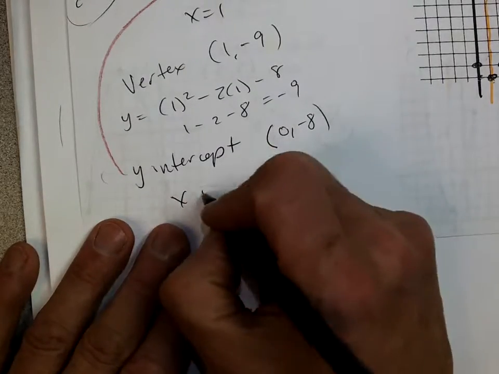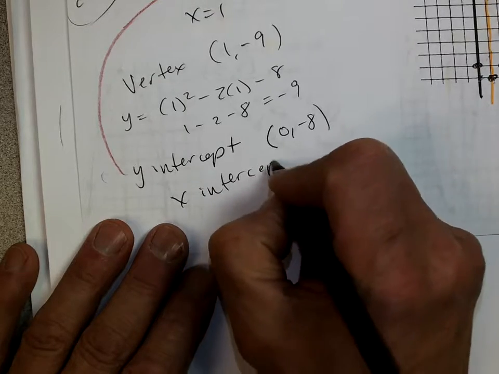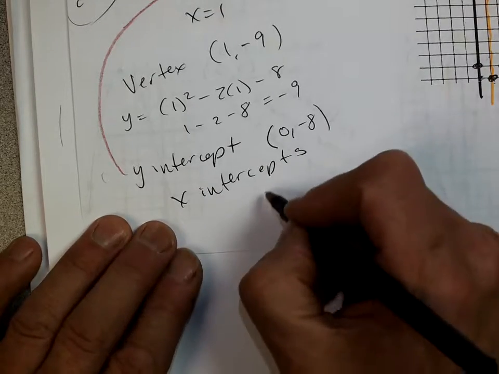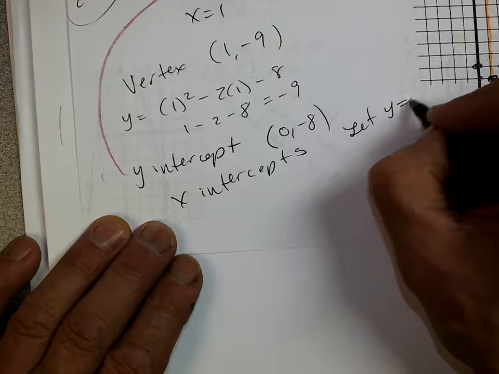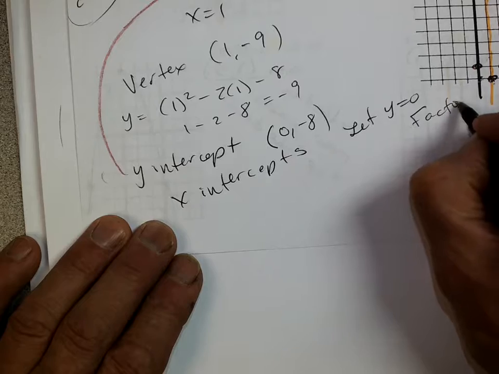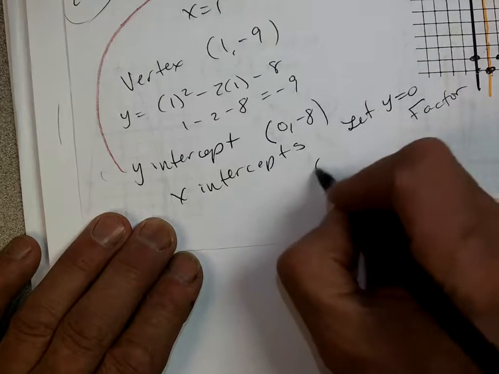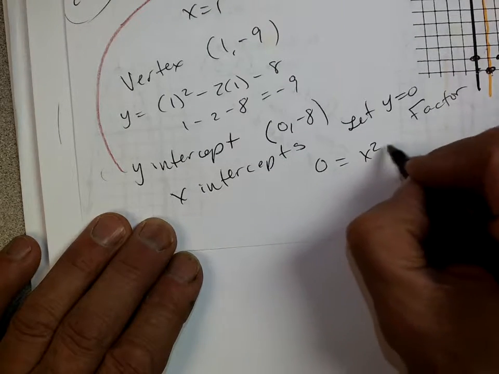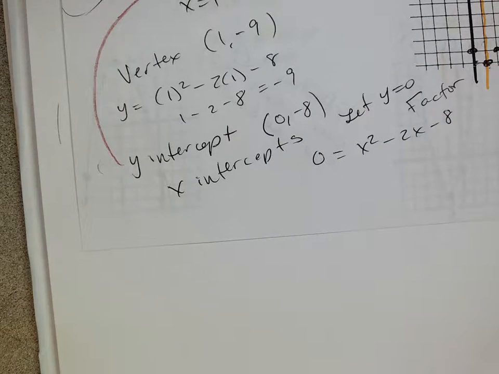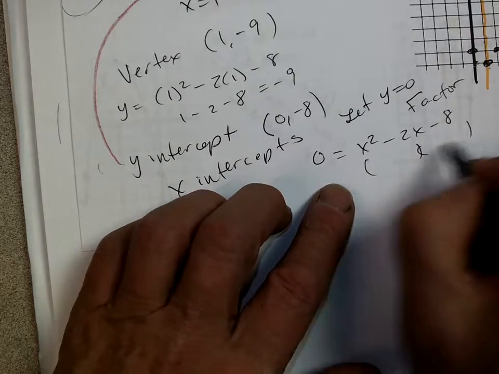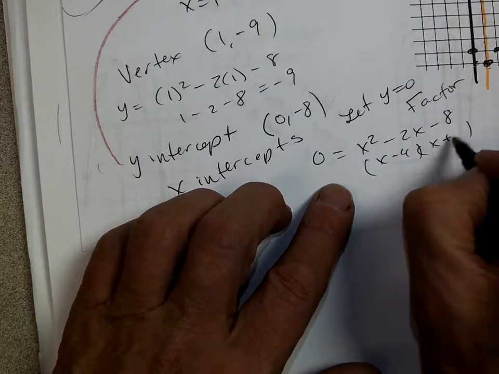Finally, x-intercepts. If I let y equal 0 and factor, I'll have 0 equals x squared minus 2x minus 8. Now you cannot solve for x like that, because it's x squared and x. But that's why we factor. We'll go (x minus 4)(x plus 2), right?